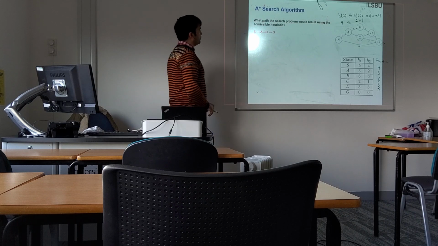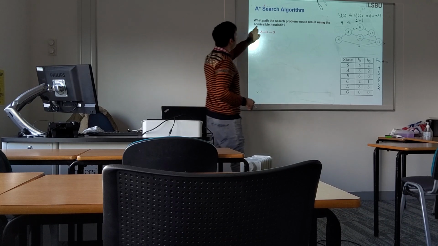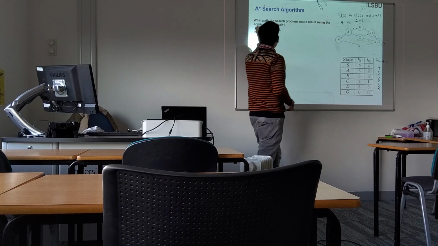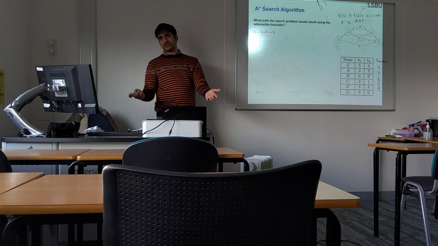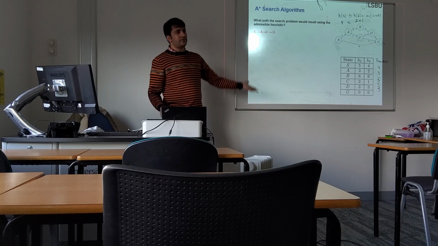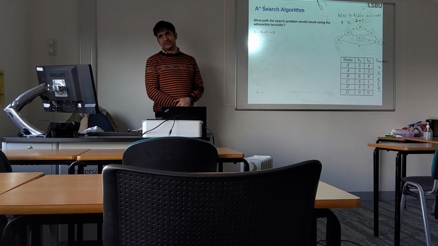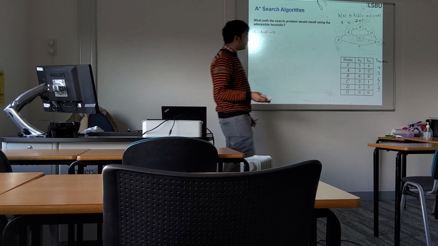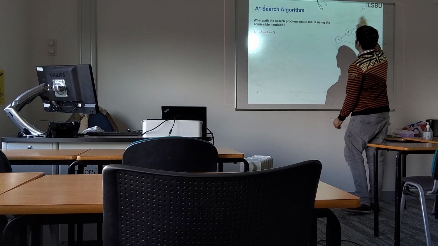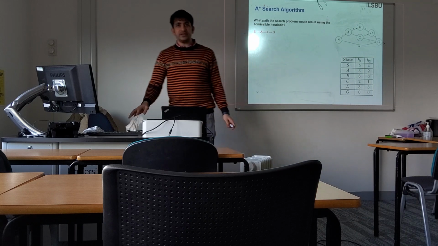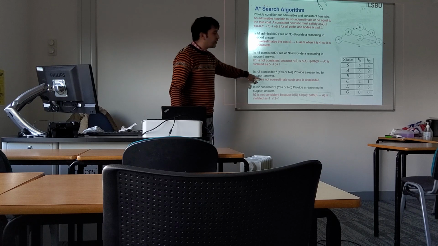So after you find the admissibility and everything, you are asked what path the search problem would result in using the admissible heuristic. So now it is being asked that between H1 and H2, take the admissible heuristic and find the path. So what path will it follow if I take the admissible heuristic? Which heuristic was admissible? Number 2, right?